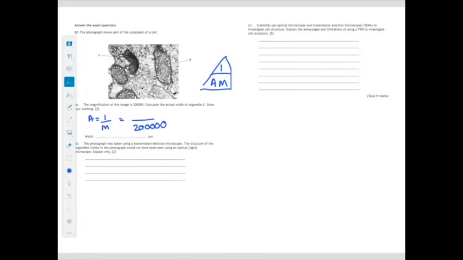You're going to use your ruler now to work out the width. It's the width, not the length of organelle X. So do that in millimeters and you'll get an answer which is 20 millimeters. I like to keep my units in so I know what's going on. We're converting that to micrometers as per usual, so that becomes 20,000 divided by 200,000, giving us a value which is 0.1 micrometers.